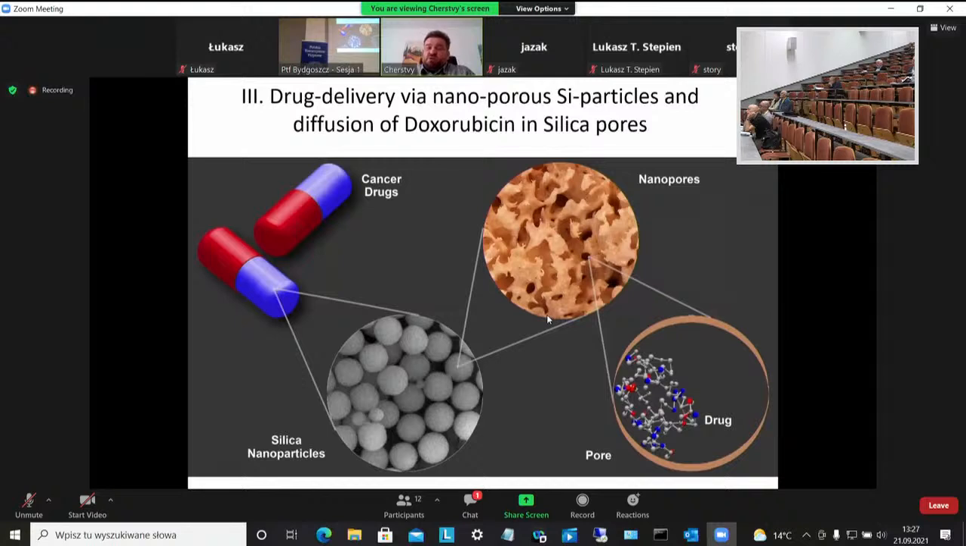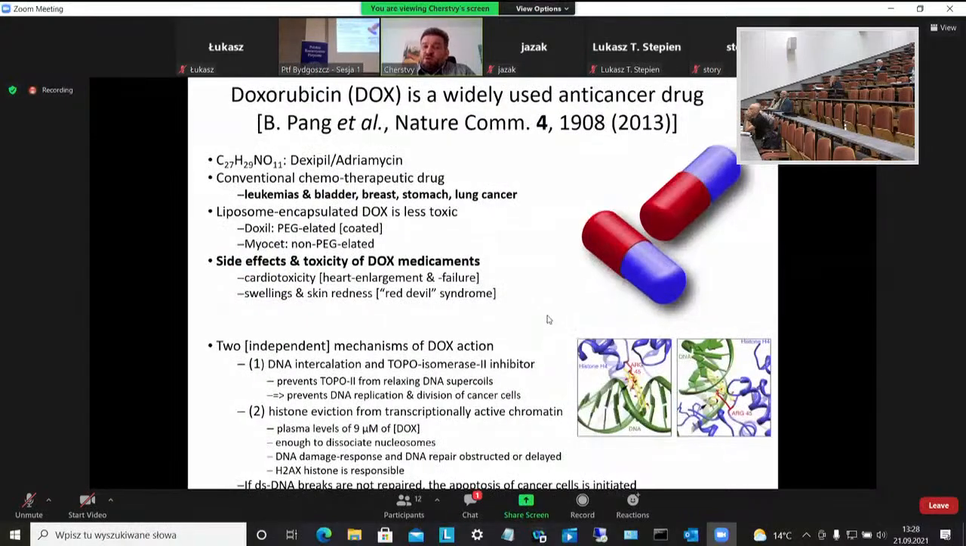Now let me move to the last part, where we deal with diffusion of so-called doxorubicin molecules in silicon nanoslits. This illustrated image shows you silicon nanoparticles which are nanoporous and incorporate certain drugs. This is a procedure which has been used for several substances in recent years.